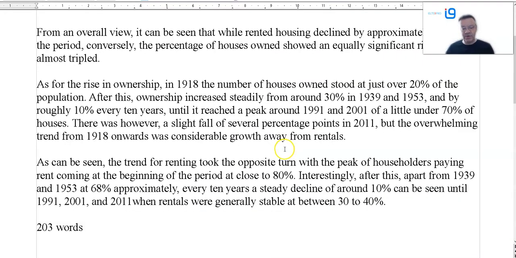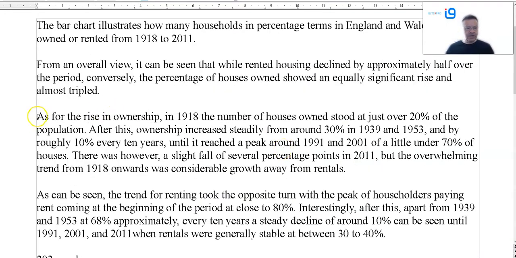That's pretty straightforward there. So I'll talk about ownership here. 1918, 20%. What's interesting is more or less roughly 10% every 10 years. The same trend more or less, I say interestingly, in 1939 and 53, both years the same, a steady decline of around 10%. So that is pretty straightforward, really.